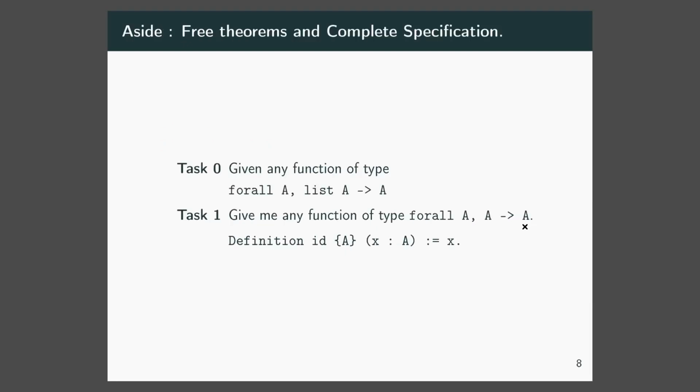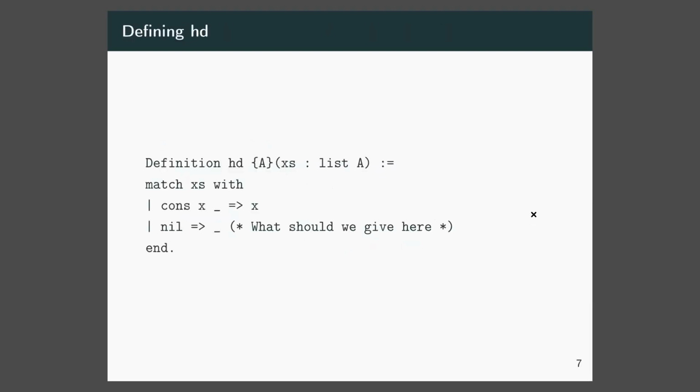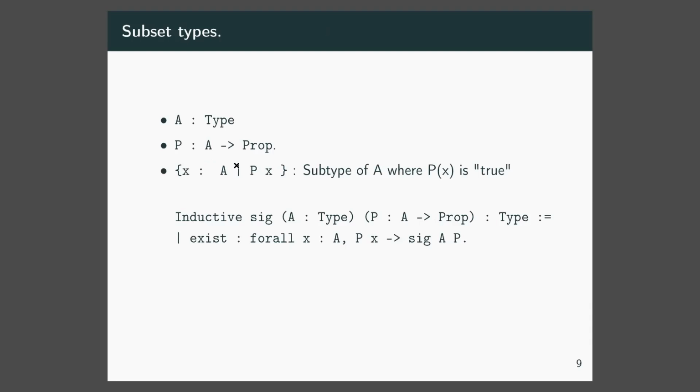Okay, so what we wanted is to somehow enforce that when I take a head, I only give non-empty lists to it. I don't give empty lists to it. So how do I do that? One way to do it is through what is known as subset types. So what is a subset type?